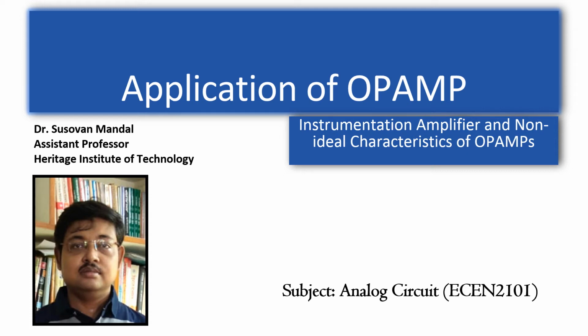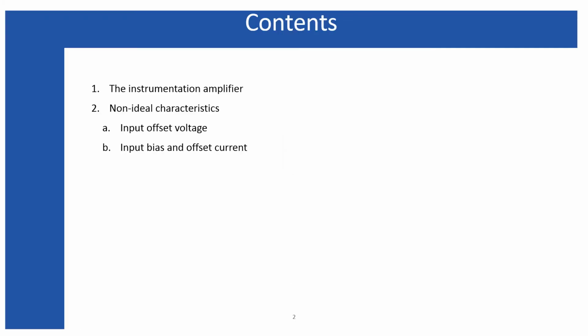This is the second lecture in application of op-amps. In my previous lecture in the application of op-amp, I have discussed the difference amplifier and from the concept of difference amplifier here the instrumentation amplifier will be discussed first, then a few non-ideal characteristics of the operational amplifier where the input offset voltage, the input bias current and the offset current will be discussed.